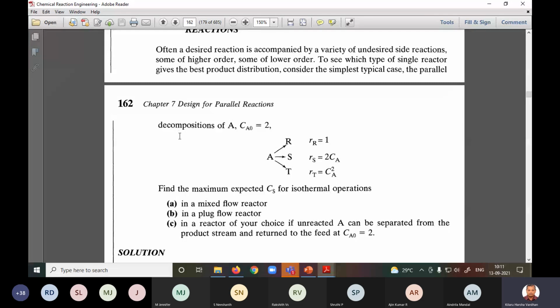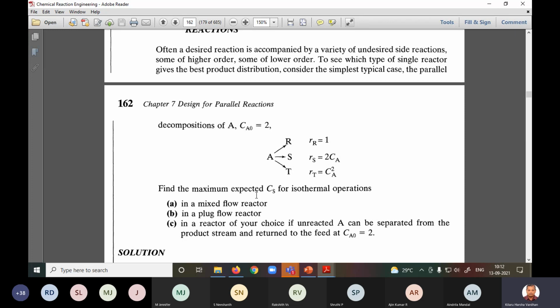So simplest case, the parallel decomposition of A, Ca naught is 2. Initially the concentration of A is 2. A is giving R, A is giving S, and A is giving T. So the formation of R is 1. The formation of S is 2Ca. The formation of T is Ca square.